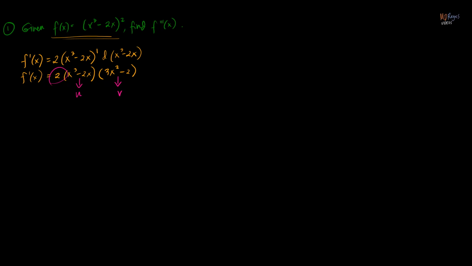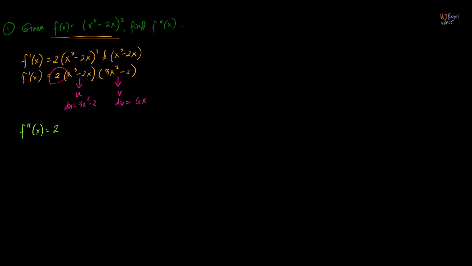Okay, so if that is u, what is du then? Du is equal to the derivative of x cubed minus 2x, so it's 3x squared minus 2. And then from here, dv is equal to the derivative of 3x squared, which is 6x, minus the derivative of a constant, which is just 0. Okay, we shall continue with f double prime. F double prime of x is equal to 2.